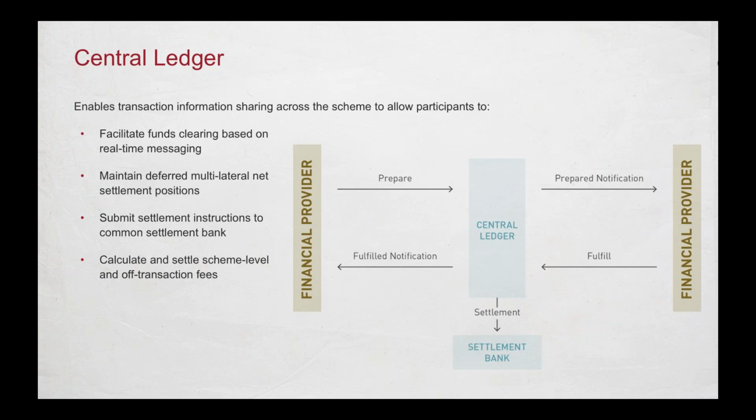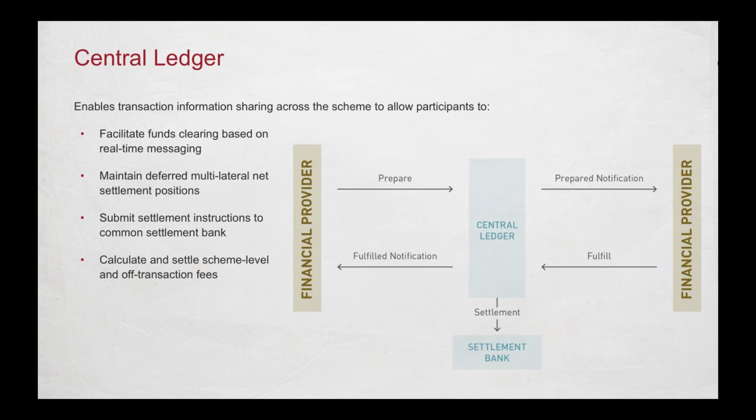So the central ledger is responsible for facilitating clearing. It will maintain deferred multilateral net positions between the providers. That is, providers A, B, and C will each owe each other different amounts, and will either be net payers or net receivers. The central ledger will maintain those positions in real time. And periodically, it will submit settlement instructions to a common settlement bank to allow the net payers to pay into the system and the net receivers to be paid.